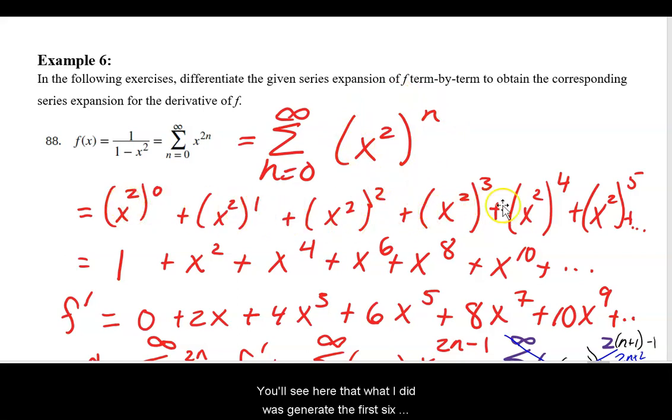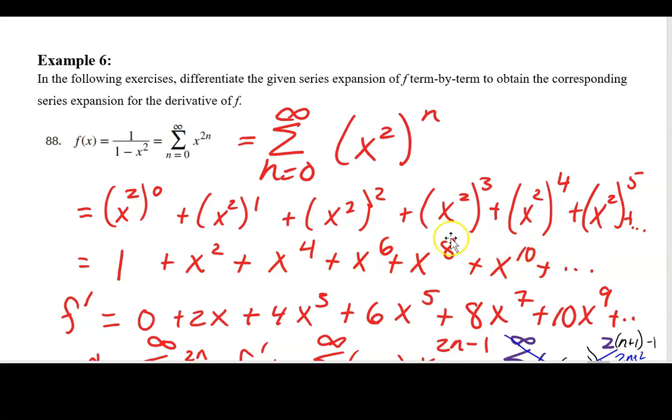You'll see here that what I did was generate the first 6 terms. You may want to pause the video here, find the 6 terms on your own, then turn it back on to compare your answers and see if you get what I got. To continue, by plugging in n equal 1, then n equal 2, and so on, I can generate the first 6 terms in the series. Notice that the 6th term actually corresponds to n equal 5, since n equals 0 is the first one. This generates the numbers 1 plus x squared plus x to the 4th plus x to the 6th, and so on.